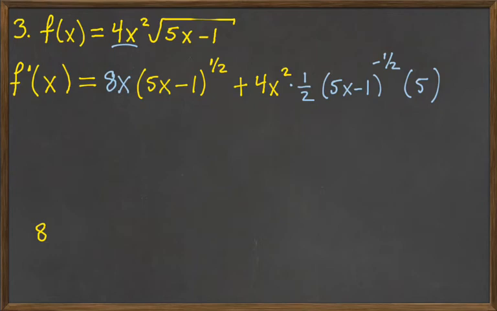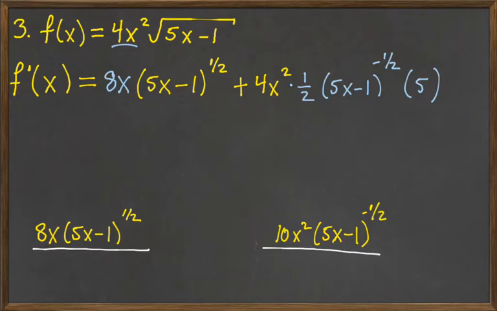The next thing to do is to clean it up, make it look a little bit nicer. So we're going to write each term, figure out what the greatest common factor is, and then we'll factor that out. So I'm going to write both terms. So we have 8x times 5x minus 1 to the 1/2 power. And then if we simplify, 4 times 1/2 is 2, and then times the 5 at the end there, that'll make it a 10x squared. And then 5x minus 1 to the negative 1/2 power.